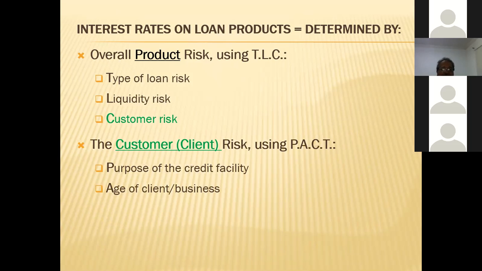Secondly, the age of the client or the age of the business. Generally speaking, a younger or middle-aged client would attract, or should attract, a lower interest rate than a client who is older, because the older a person gets, the more risky it is to lend to them, particularly if it is unsecured lending.